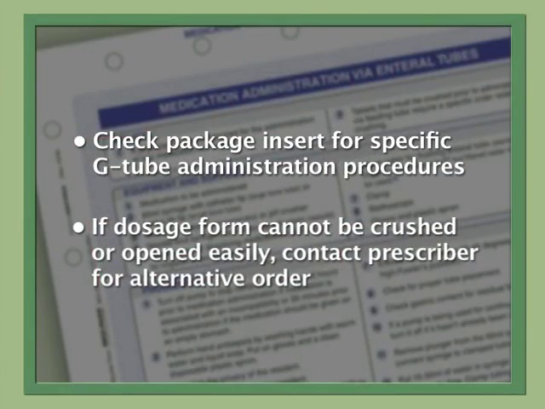Some medications, such as proton pump inhibitors used for upset stomach or gastroesophageal reflux disease, commonly referred to as GERD, have specific preparation procedures if the medication is going to be administered via a G-tube. Be sure to check the package insert or other authoritative reference before administering any new medication via a feeding tube. If the dosage form precludes the medication from being crushed or opened easily, contact the prescriber for an alternative order, and ask your pharmacist if you have any questions.